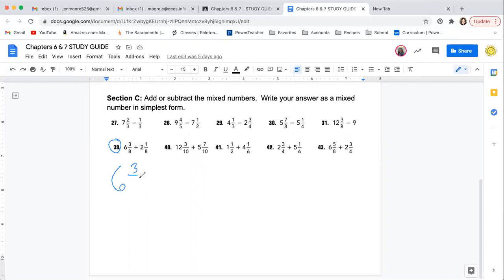6 and 3/8 plus 2 and 1/8. And whenever I see a team here that has the same common denominators, I know that I kind of got a freebie here, right? I don't have to put them in terms of each other. They already are. They're already dressed for school. So now I just have to combine whole numbers with whole numbers, fractions with fractions, right? 6 plus 2, 8. 3/8 plus 1/8 is 4/8.